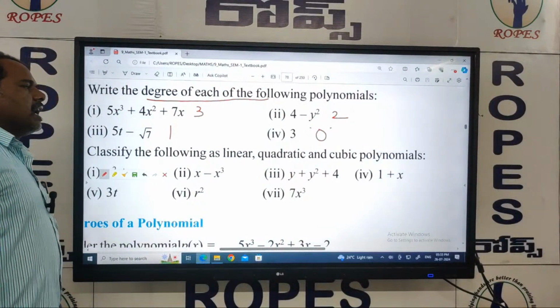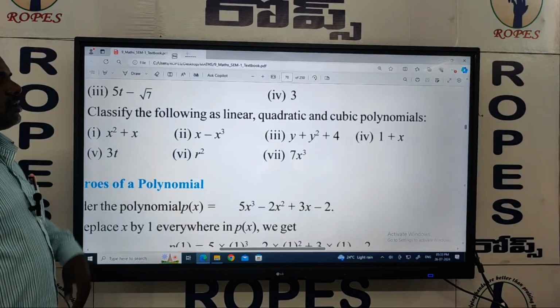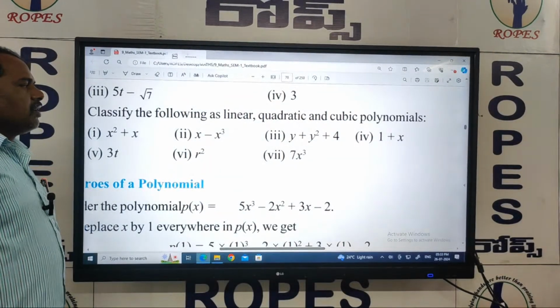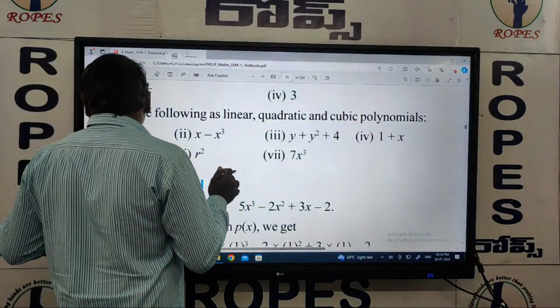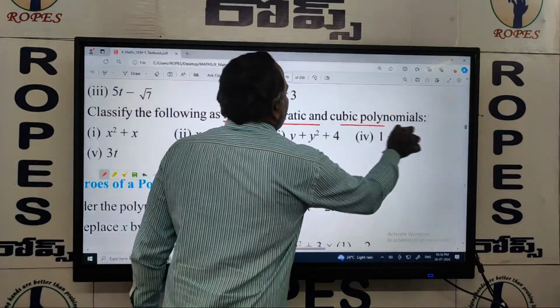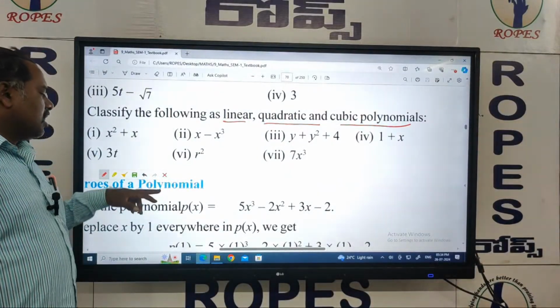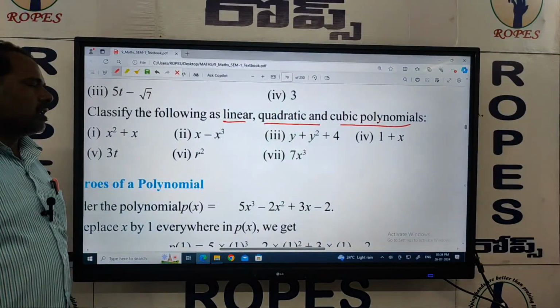Okay, so like this we can write. Next, if you go to fifth question, they are asking to classify into linear, quadratic and cubic polynomials. So here based on degree there are different types of polynomials.